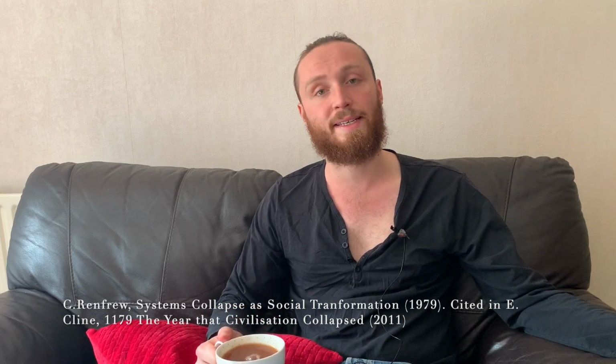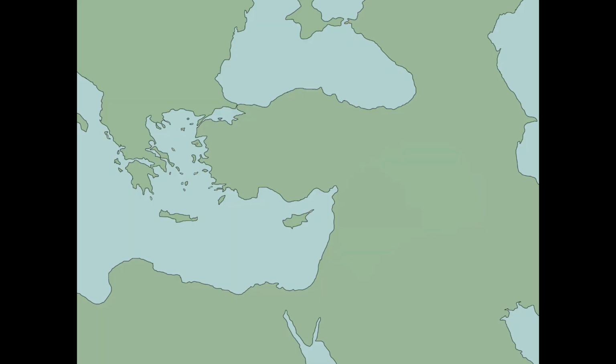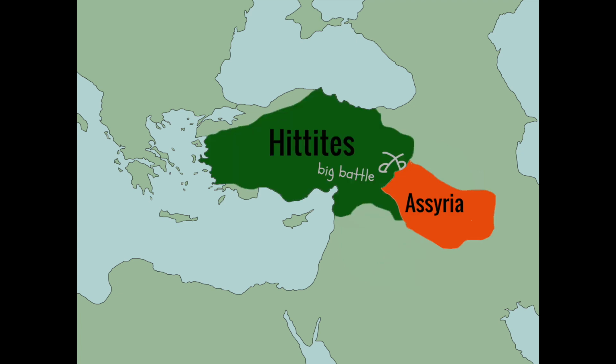Colin Renfrew made a case for systems collapse back in 1979, and his explanation goes a little something like this. So in this story, the boogeyman of the ancient Near East, the widow factory that was Assyria, attacked the Hittites in the late 13th century. They defeat the Hittite king and raid around for a little bit.